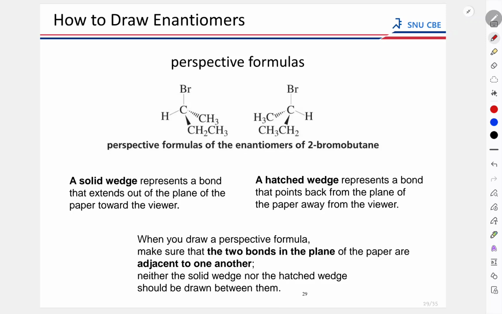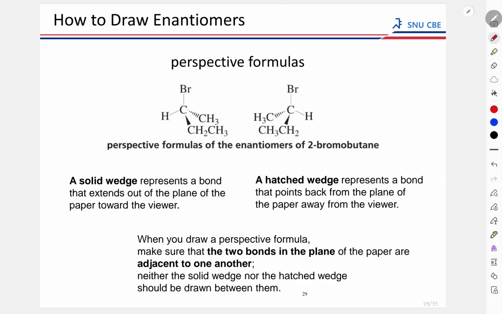These two are the enantiomer to each other. And you can identify this notation versus this notation, right? This notation is called the solid wedge, and this notation is called half wedge. Solid wedge represents the bond that extends out of the plane, out of the paper. So it's protruding to your viewpoint, towards your eye, basically.